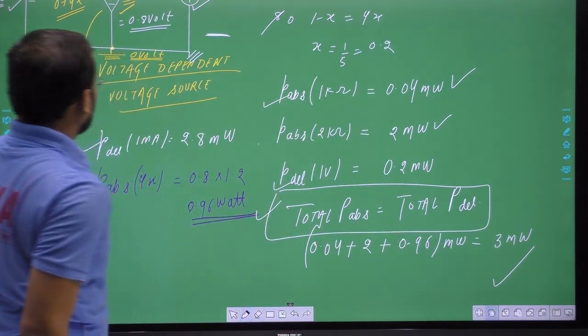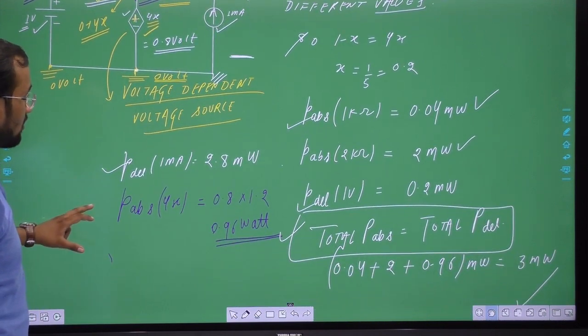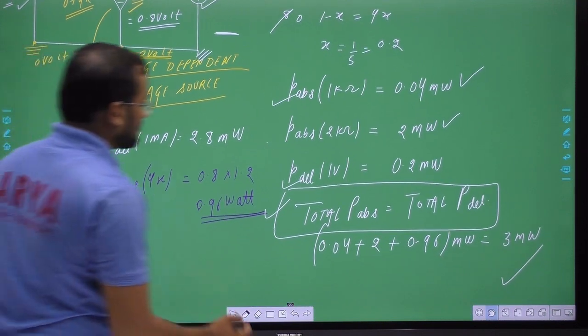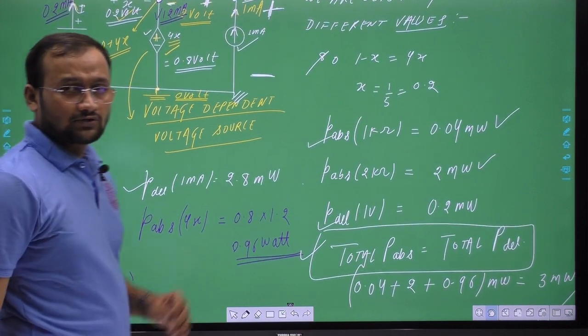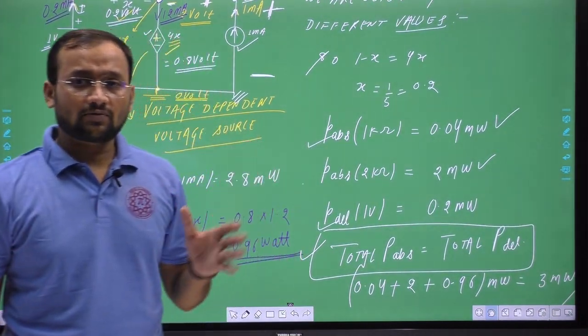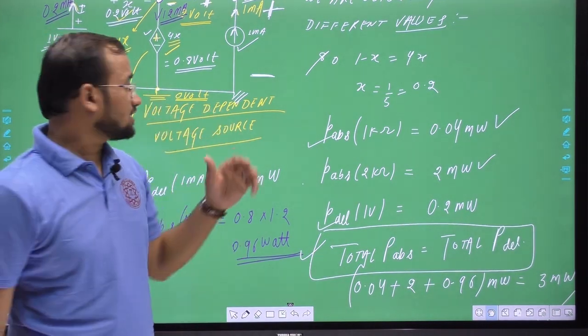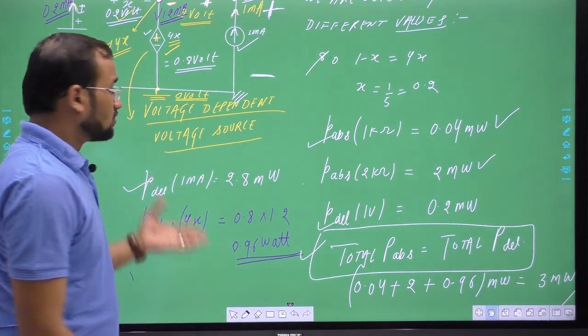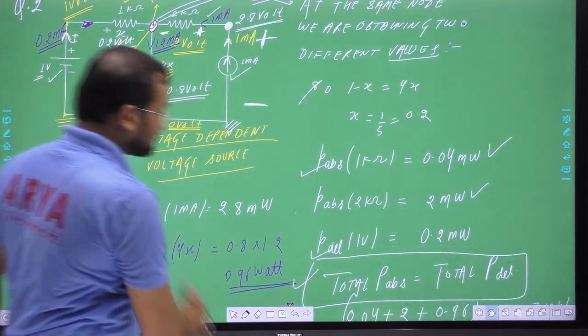So we found all the power absorbed and power delivered across each element in this circuit. This is the basic rule for finding power absorbed and power delivered. You have to keep in mind only the rules which I described earlier. There are two rules: active convention and passive convention. Okay, next I will go to the next question.